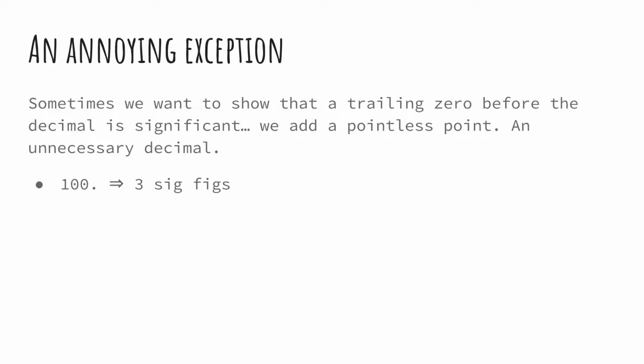When you want to show that a trailing zero before the decimal is important, you have an unnecessary decimal point. That's how you know it's significant. So you look here at the number 100, 100 dot. That dot, that decimal place, is completely unnecessary, and that's how you know that that final zero is significant. So now, the 1 is significant, that final 0 is significant, the 0 in the middle is now a captive 0, it's also significant. 100 dot has 3 significant figures.